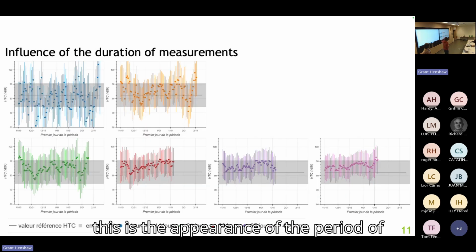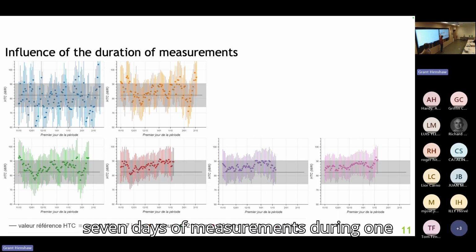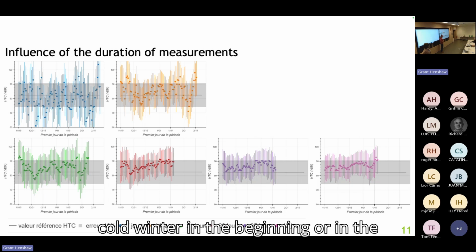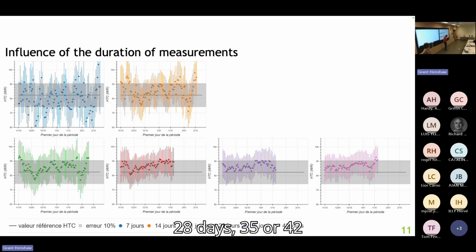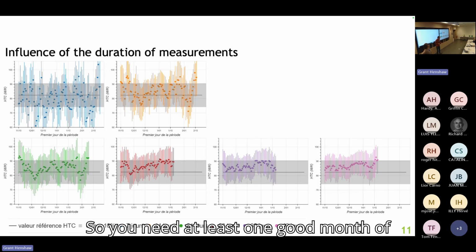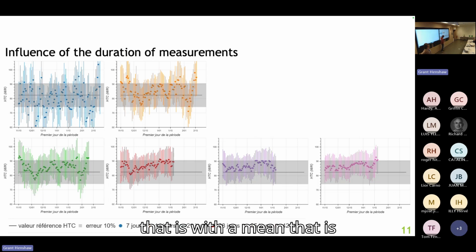And then this is the influence of the duration of measurements. If you pick only 7 days of measurements during one whole winter, in the beginning or in the end, you see the variation of the HTC estimation is quite large. 7 days is clearly not enough. And then things start getting better if you look at here 28 days, 35 or 42. So you need at least 1 good month of measurement in this method to get an HTC with a mean that is in the 10% range.